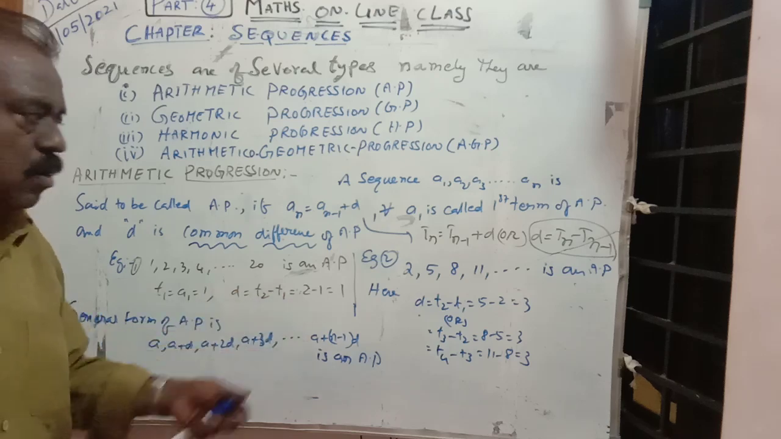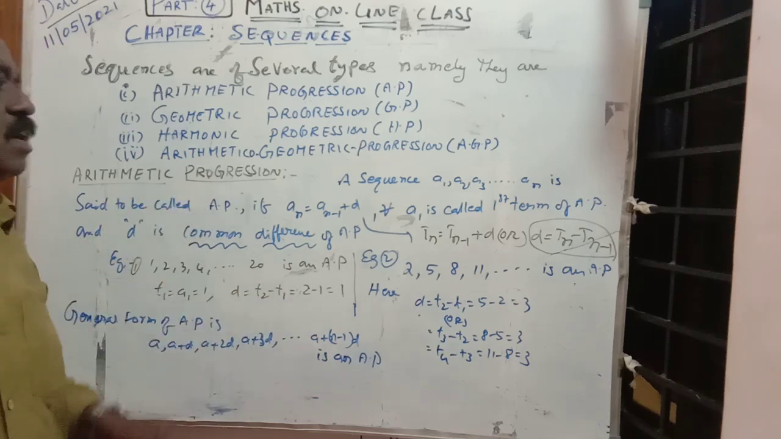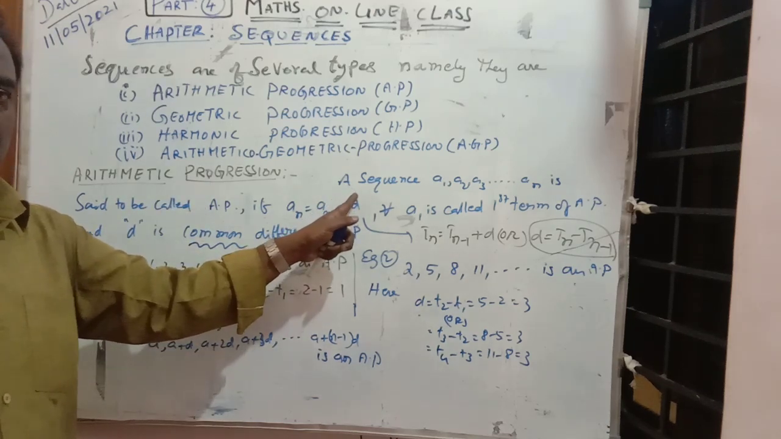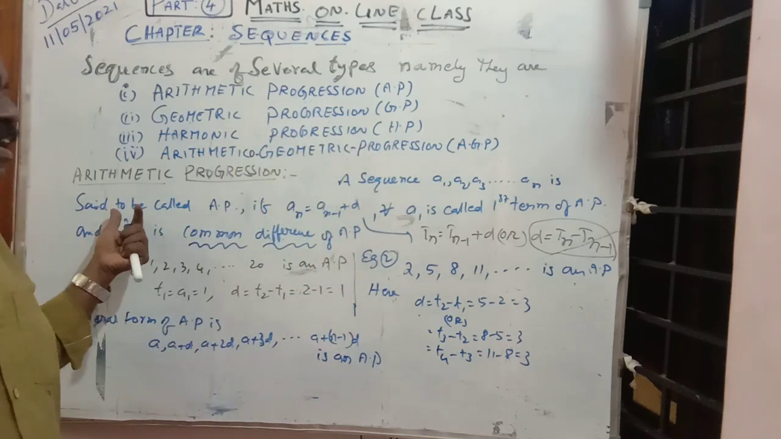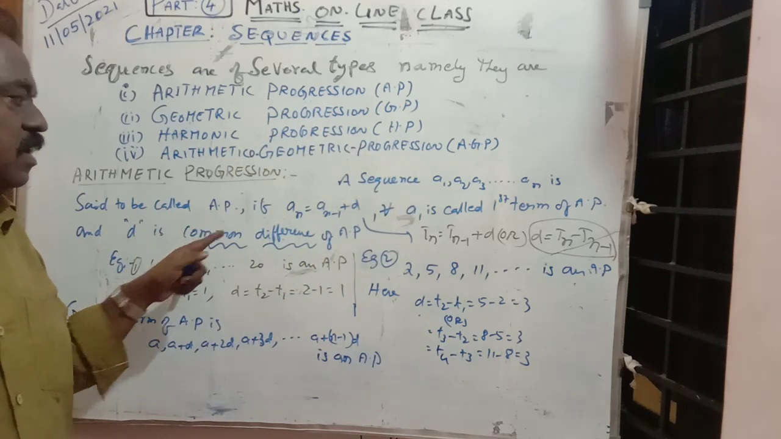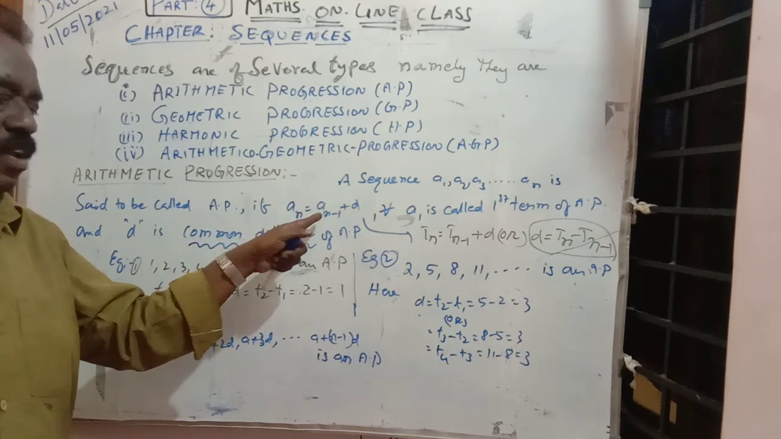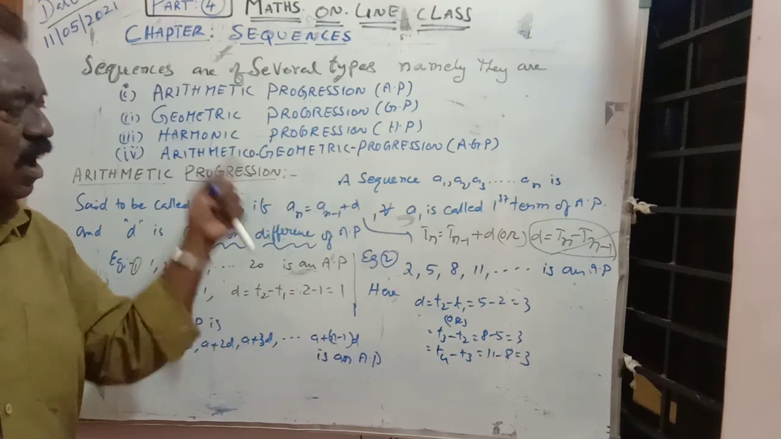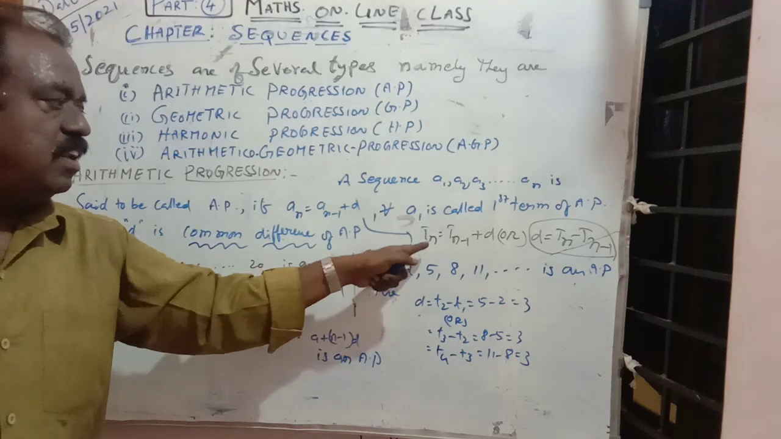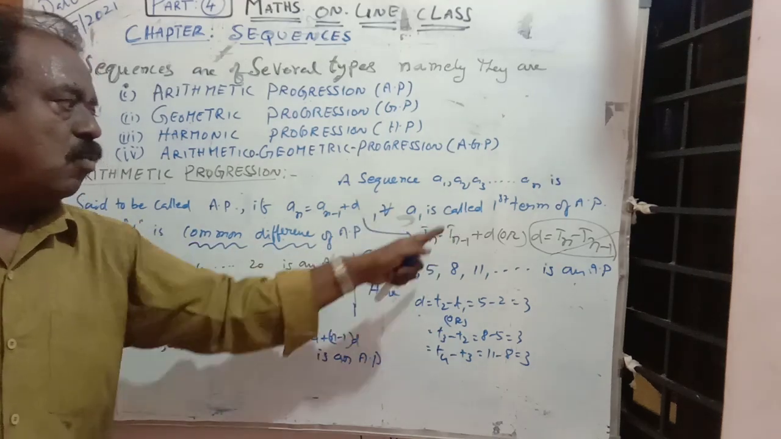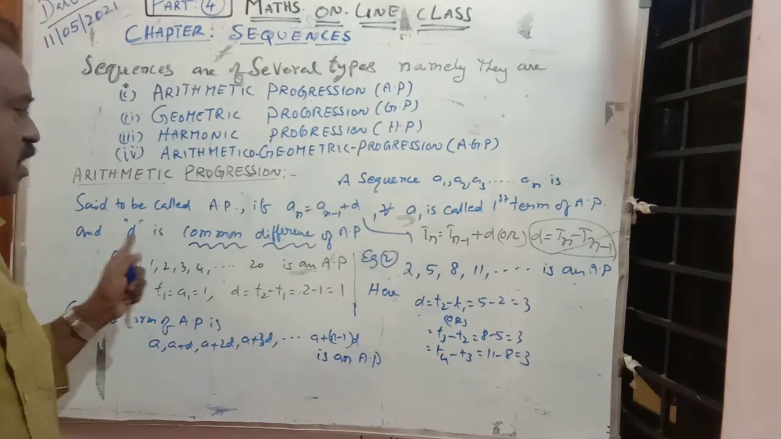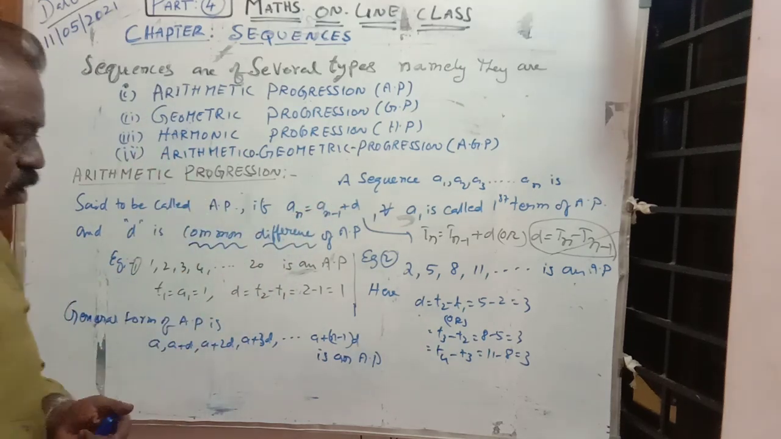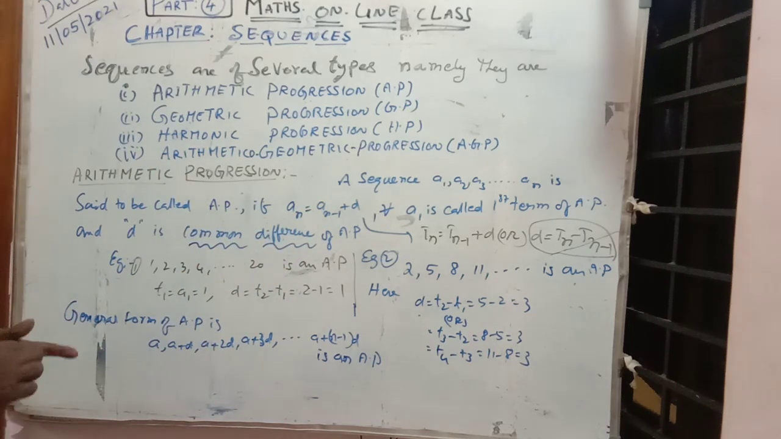Or simply you learn this definition. What is an arithmetic progression? First of all it is a sequence, A1, A2, A3, dash, An. If it is called an AP, then An is equal to An minus 1 plus d, or Tn is equal to Tn minus 1 plus d, where d is equal to An minus An minus 1, also called the common difference. We see one example.